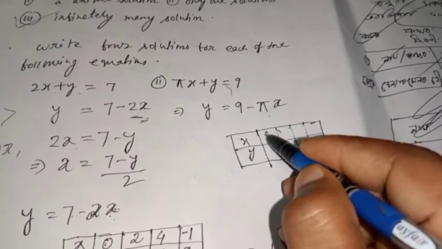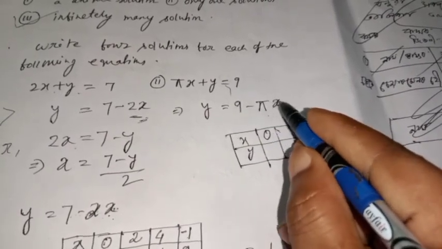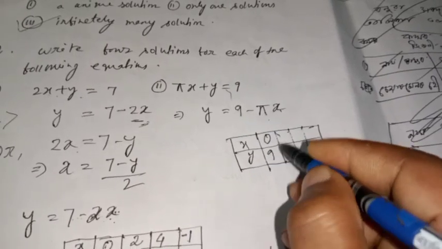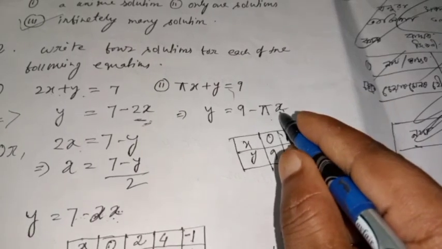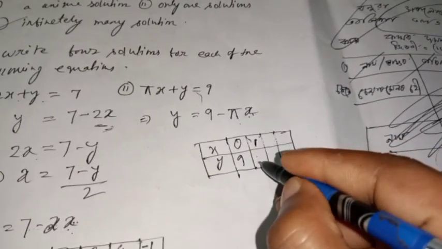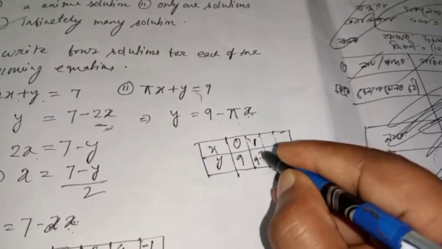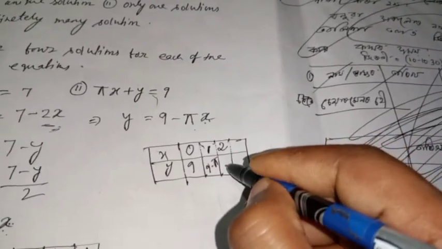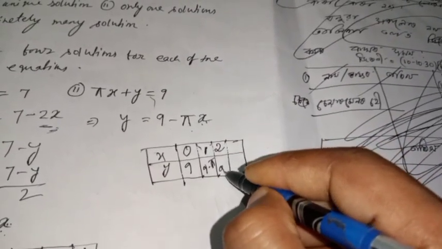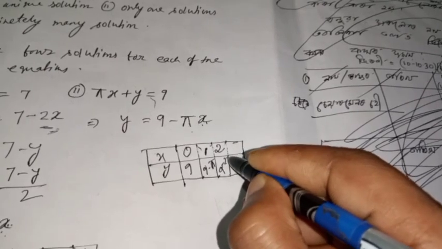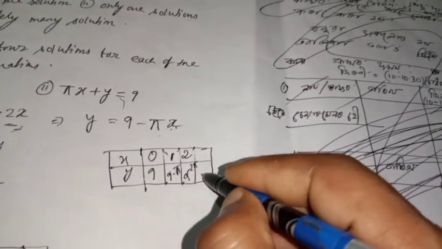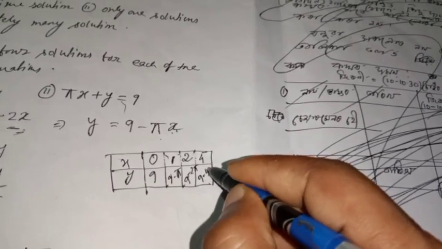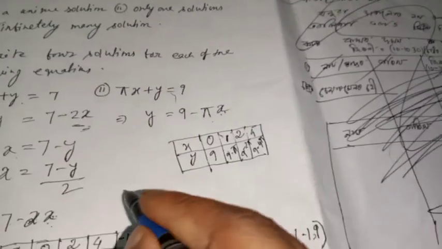In the place of x, I am putting 0. Pi times 0, any number multiplied by 0 will give you 0 only. Pi times 0 is 0, so 9 minus 0 is 9. If 1, then 1 times pi is pi, so it will be 9 minus pi. Then if you put 2, here also you can take it, no problem. Then 9 minus 2 times pi, that is 9 minus 2 pi. Then we will take 4, then 9 minus 4 pi.